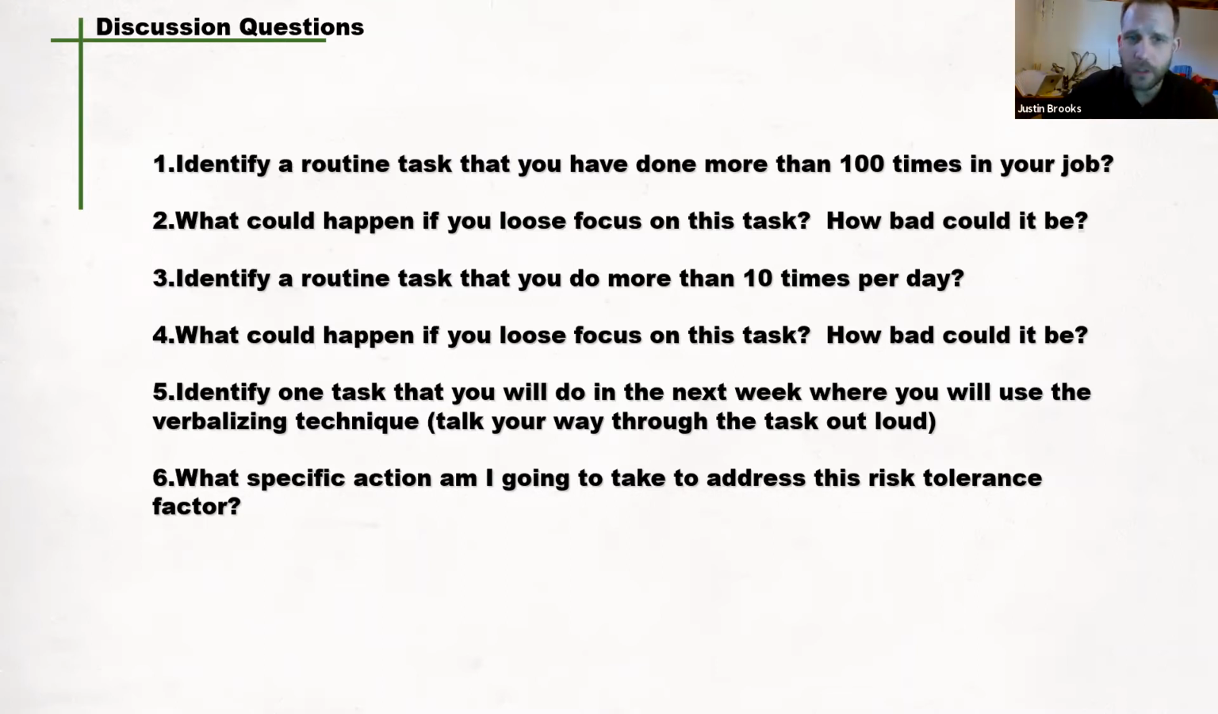Identify one task that you will do in the next week where you will use the verbalizing technique. Again, talk your way through the task out loud. And what specific action am I going to take to address this risk tolerance factor?